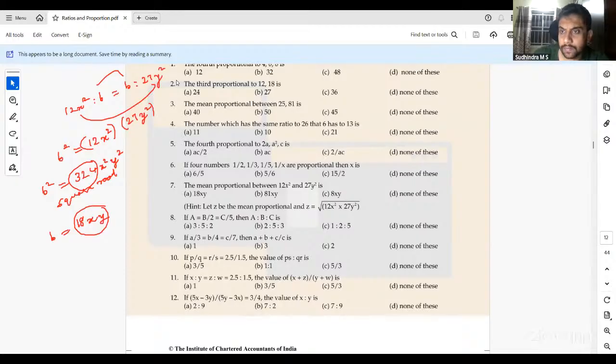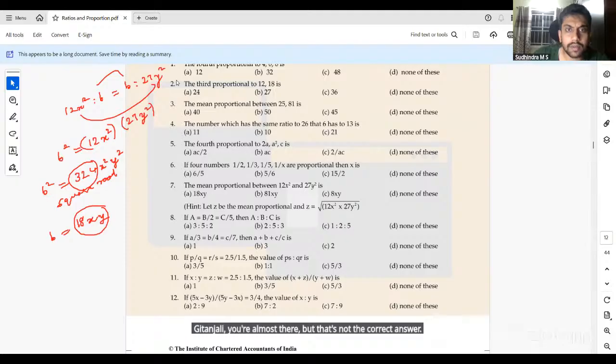No Smriti. Purnima correct. Nagapriya correct. Prapti correct. Indira correct. Geetanjali, you're almost there, but that's not the correct answer. Bhargavi N, correct answer. Okay, we'll discuss this.